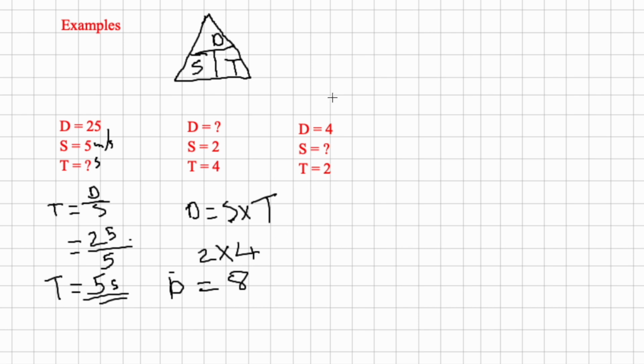Now the last one is asking us to find the speed. If you look at the diagram here, if we cover that up, it will be distance over time. So it will be s equals distance over time, which will be 4 divided by 2, giving us speed equals 2.